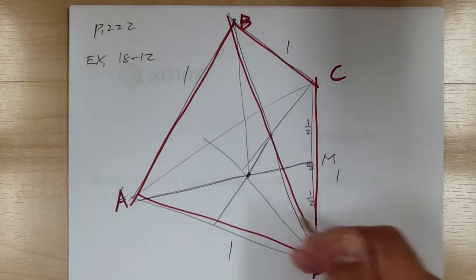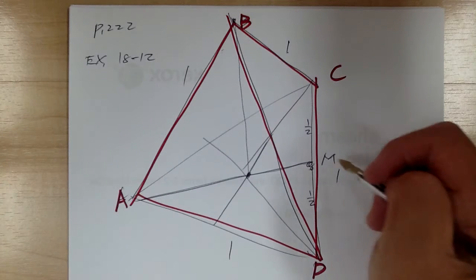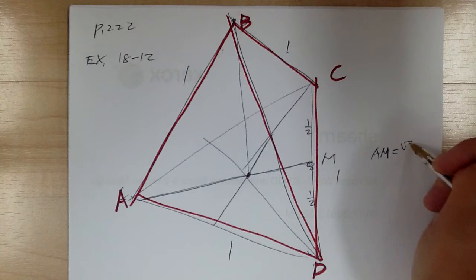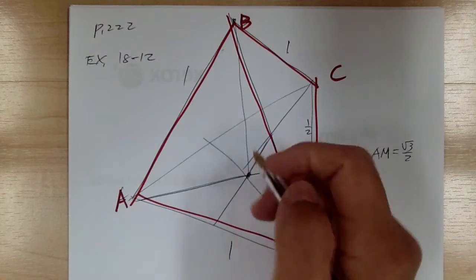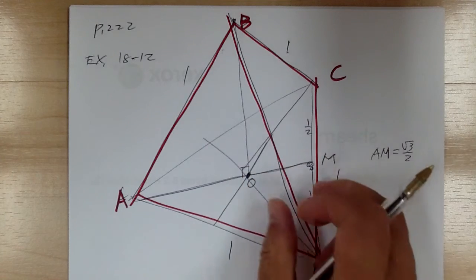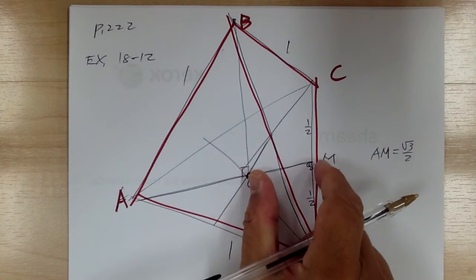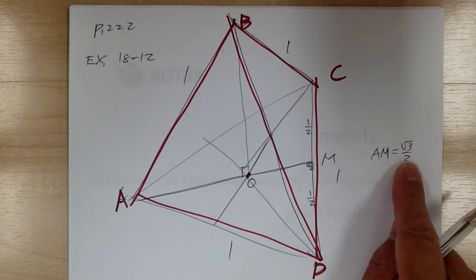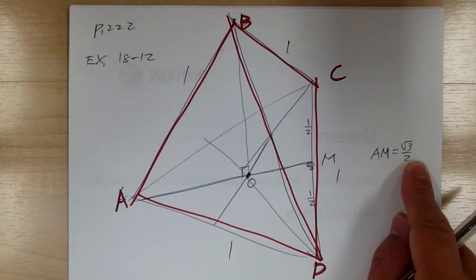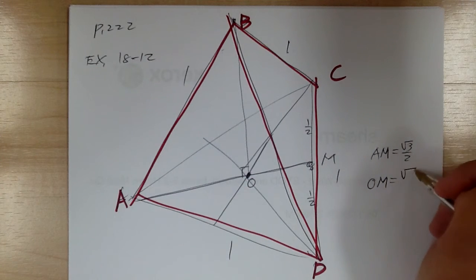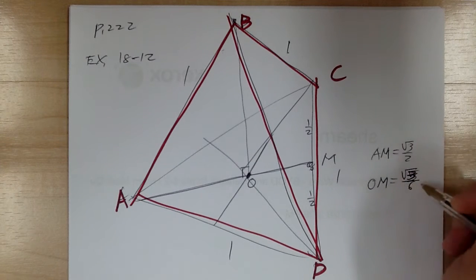This would be a 30-60-90 special triangle. So AM will equal square root of 3 over 2. And this is your centroid, call this O. You would divide this into 3 parts: this would be 1 part, and this would be 2 parts. So AM equals square root of 3 over 2, and OM would be 1/3 of that, so it would be square root of 3 over 6.